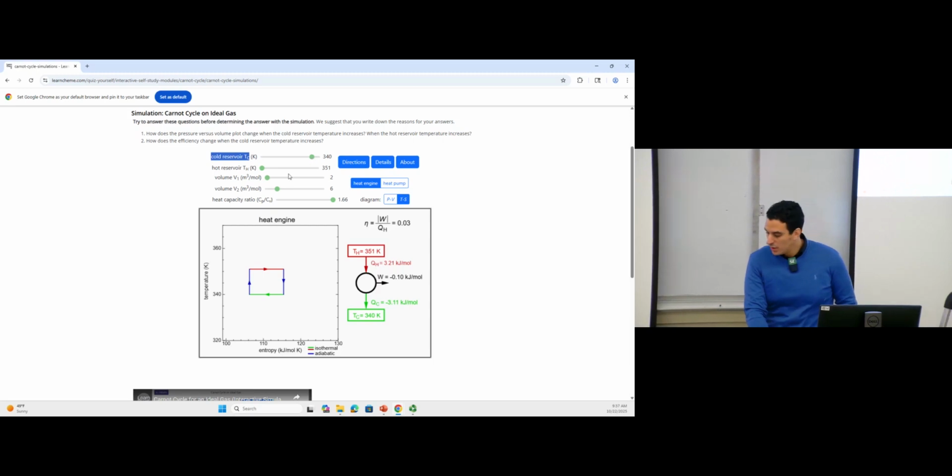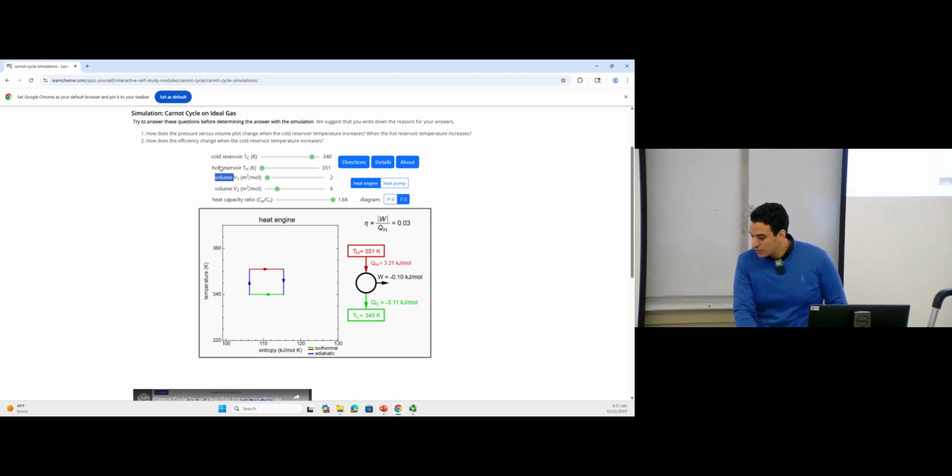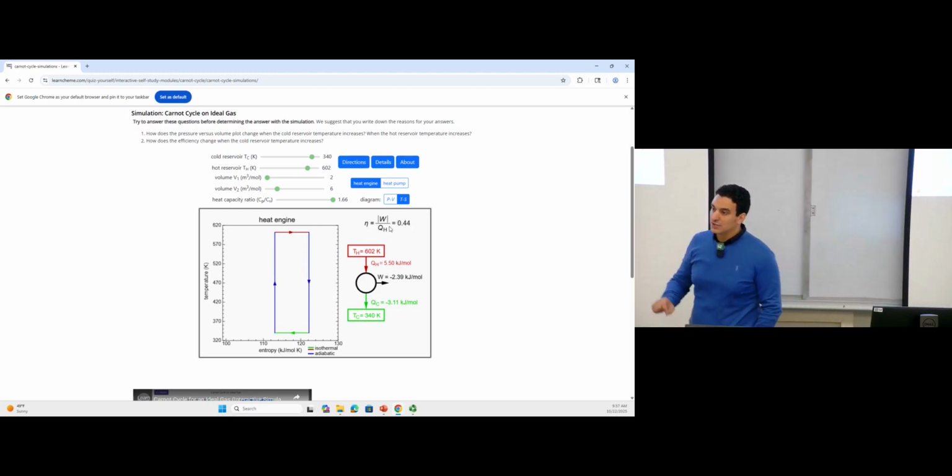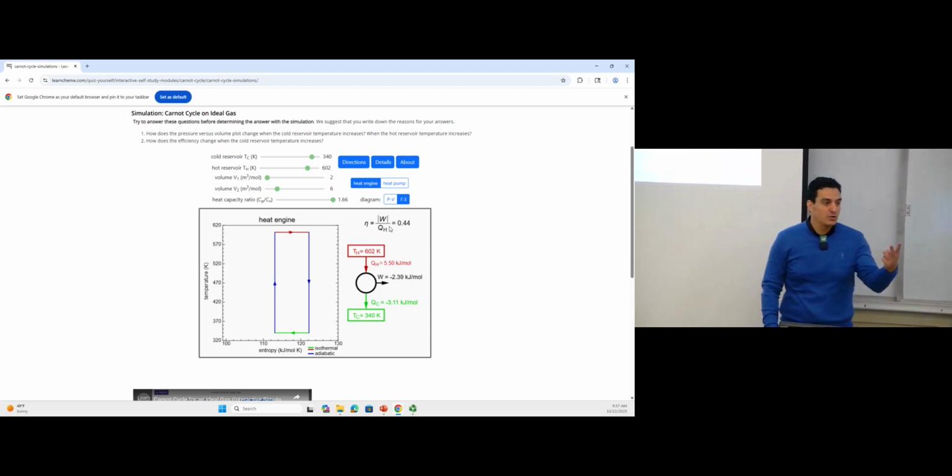Decrease. Okay. On the other side, if we have TH, the hot reservoir temperature, and you increase it, what is happening? The temperature starts to increase again. So this is always when you increase TH, the area is increasing, and the efficiency calculations here also increase. So according to this Carnot cycle, you can increase the efficiency of the Carnot cycle in two ways.